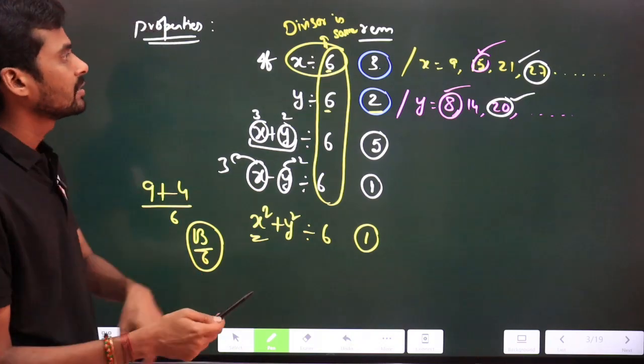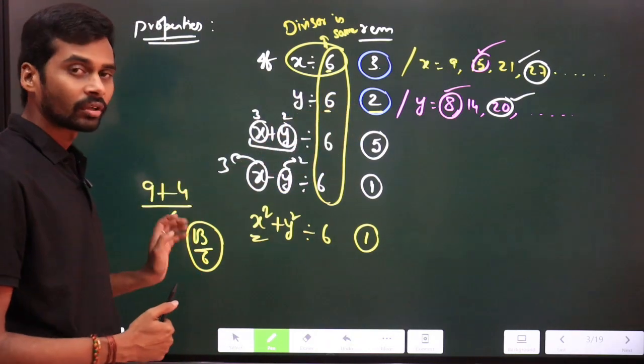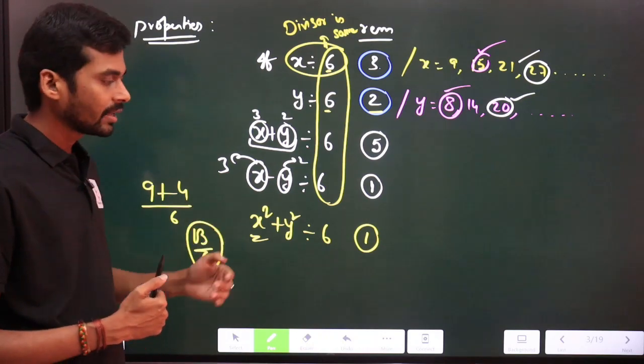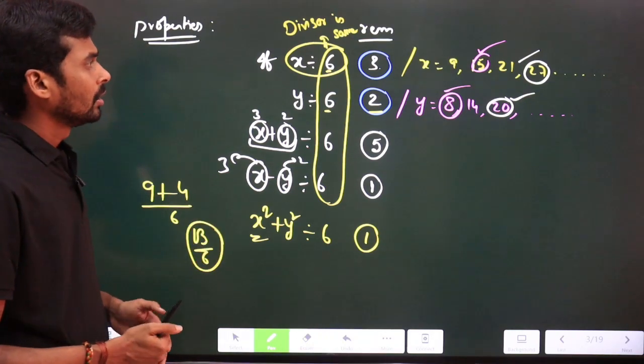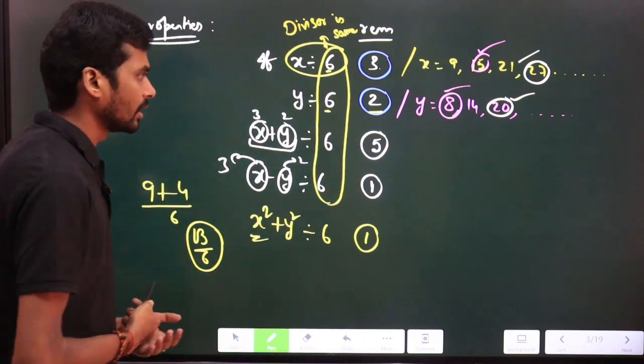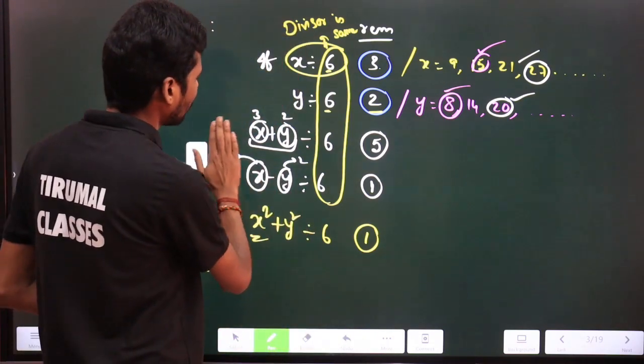Okay. So x square is 9, y square is 4, so 9 plus 4 is 13. 13 by 6, 6 2s are 12. The remainder is 1. Okay. So you can find out any values then. And let's take one more problem.